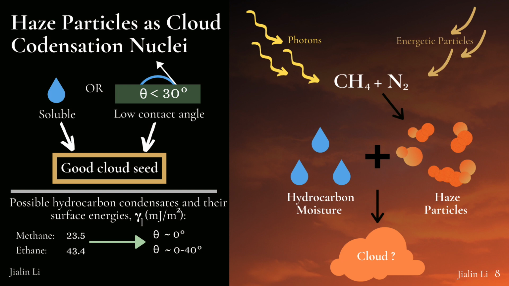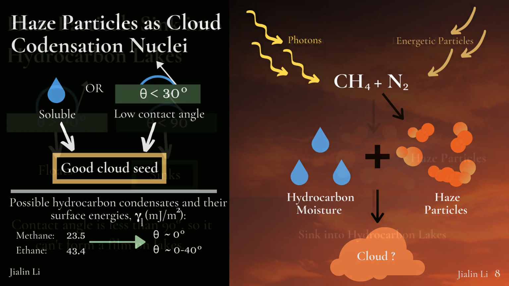We know that tholins are not soluble in these hydrocarbons, so we need to estimate the contact angle between tholin and the hydrocarbons. If our tholin samples are just like the haze particles on Titan, again using the Young-Dupre equation, the theoretical contact angle between the possible hydrocarbon condensates and tholin can be calculated. For methane, the theoretical contact angle is about 0 degrees, meaning that the haze particles will be a good cloud seed. For ethane, the theoretical contact angle ranges from 0 degrees to 40 degrees, meaning it can't possibly be a good cloud seed.